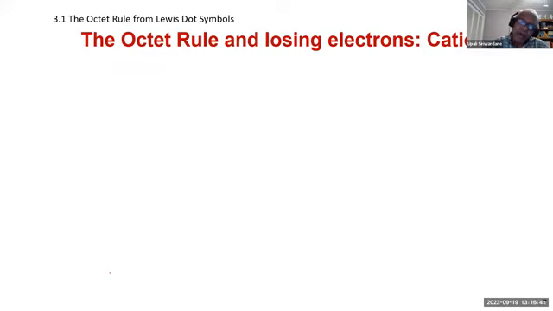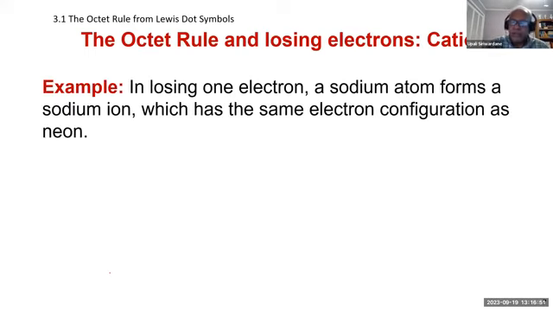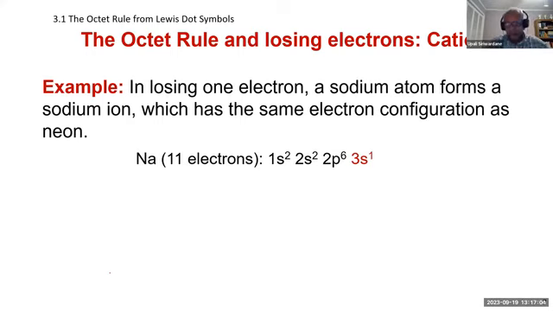Let's look at how a cation is formed to satisfy the octet rule. A sodium atom loses an electron to form a sodium ion. Sodium's electronic configuration is here. The valence shell is the third shell, the outermost shell, number 3. So its Lewis dot symbol is this.